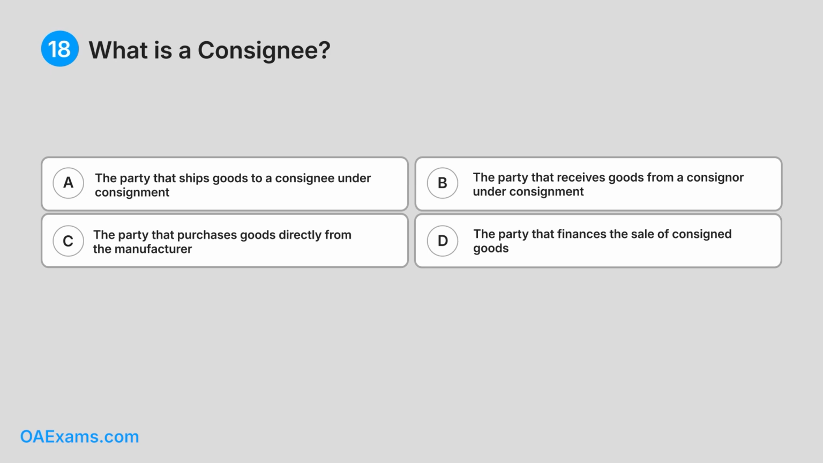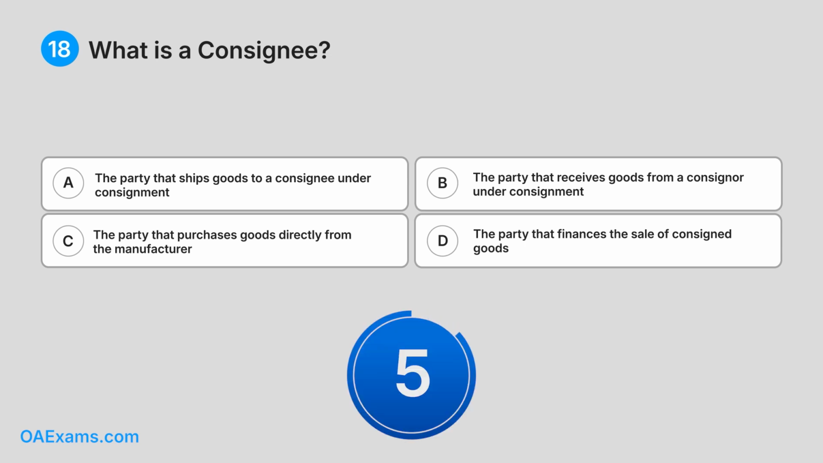18. What is a consignee? A. The party that ships goods to a consignee under consignment. B. The party that receives goods from a consignor under consignment. C. The party that purchases goods directly from the manufacturer. D. The party that finances the sale of consigned goods. Can you guess the answer?